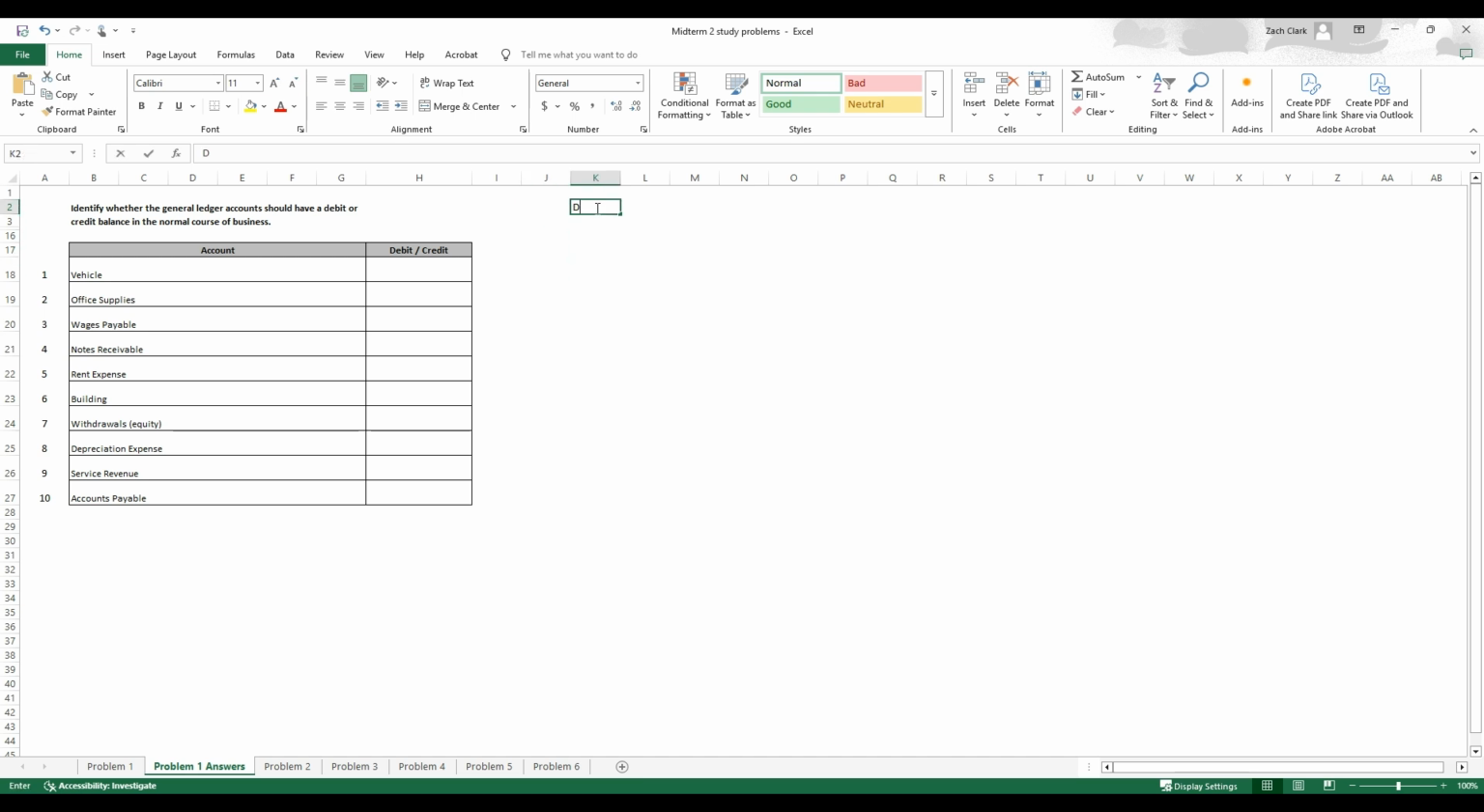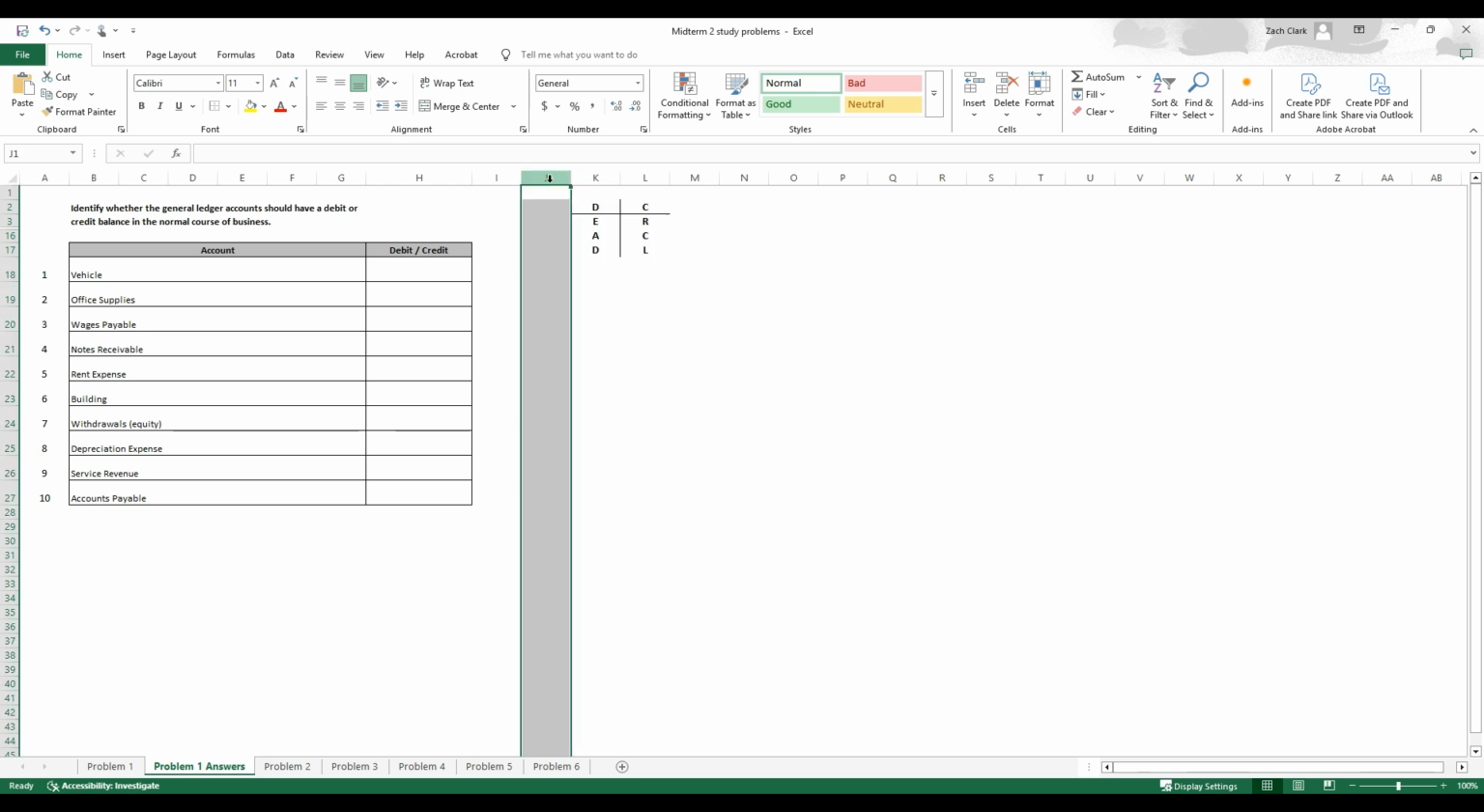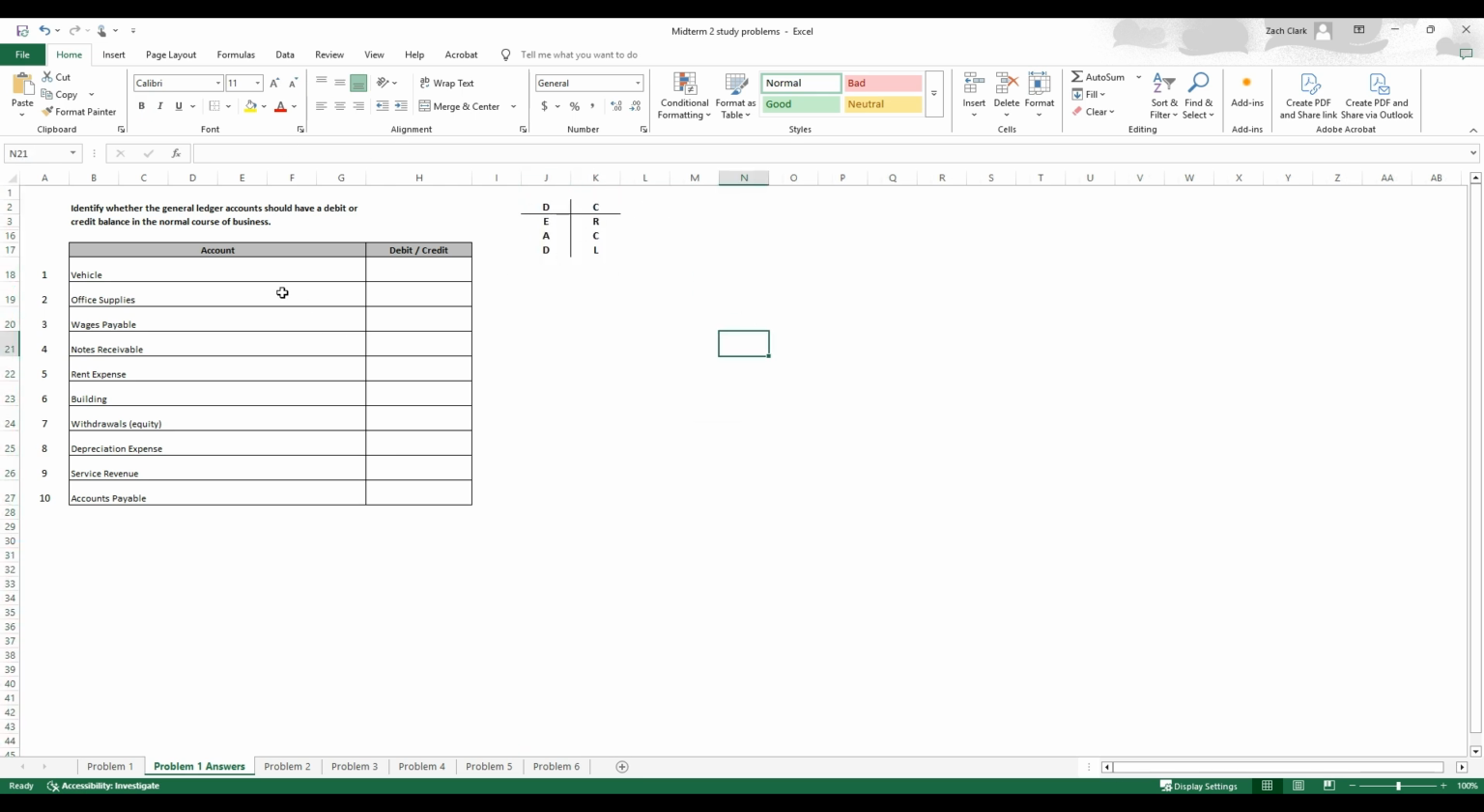So first thing I want to do though is just put in my DEAD, dead circle acronym, to put this on our sheet here so we can refer to that as we go, and hopefully reinforce how to use this little tool to help us think about what these answers should be.